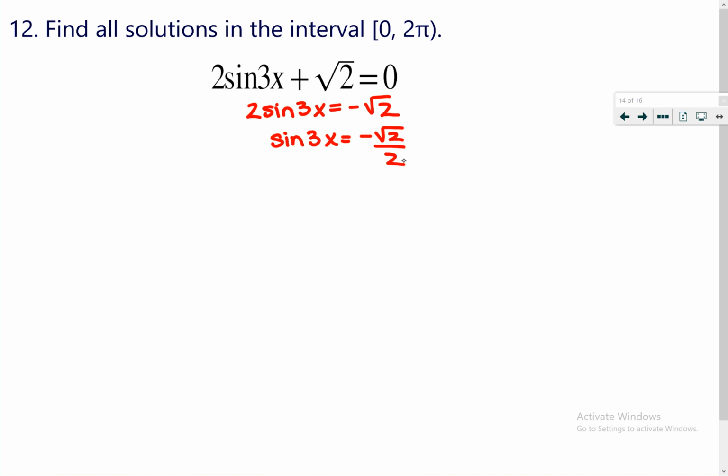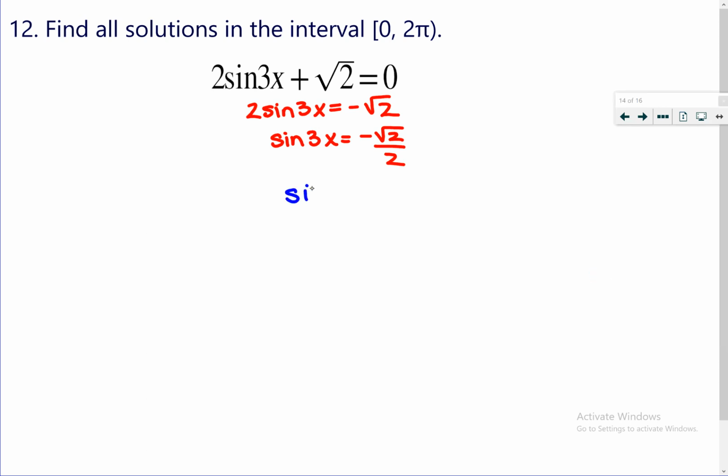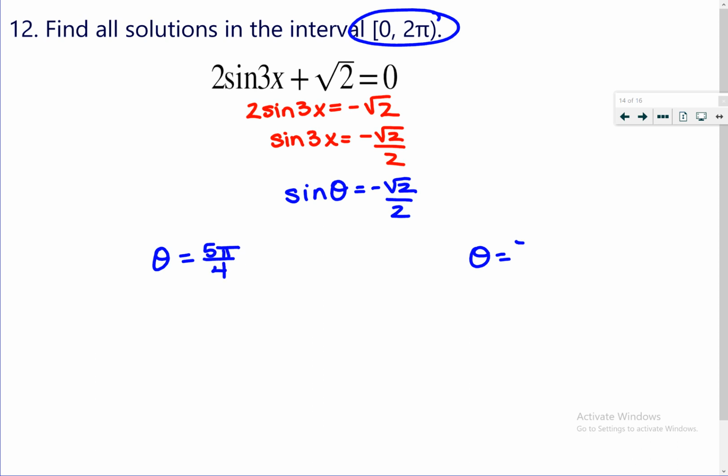Make 3x like theta. Okay, so we can solve the simpler equation and solve sine theta equals negative rad 2 over 2 first. All right, and there should be 2 of those on our unit circle. Where does sine equal negative rad 2 over 2? We are in radians, by the way, in this problem. 5 pi over 4? 7 pi over 4.